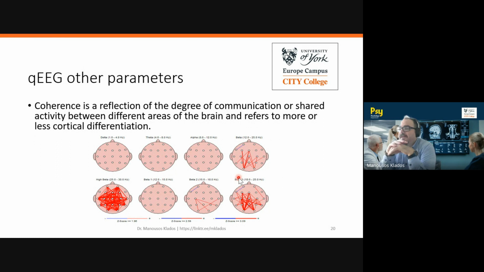Here are some other parameters that are mainly linked with the communication between different brain regions, and this is mainly based on coherence metrics, where coherence is imagined as the correlation in the frequency domain. So we see here that we do not have so much significant connectivity in low brain waves, and we have it in, let's say, middle to high brain waves, in beta and high beta and so on.